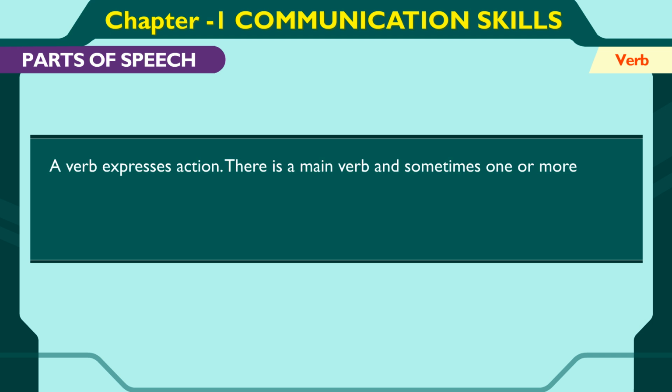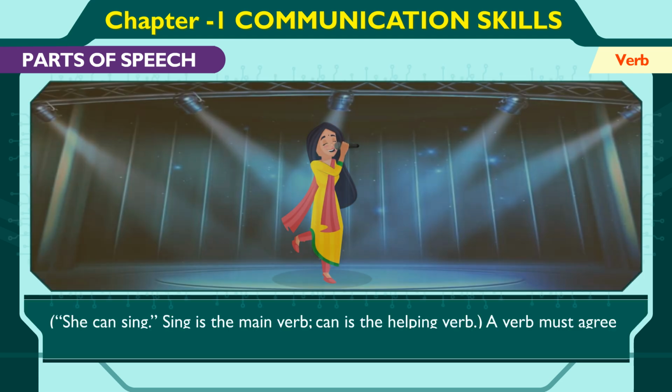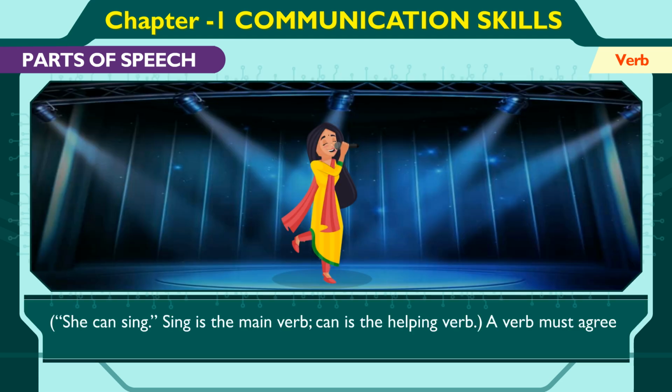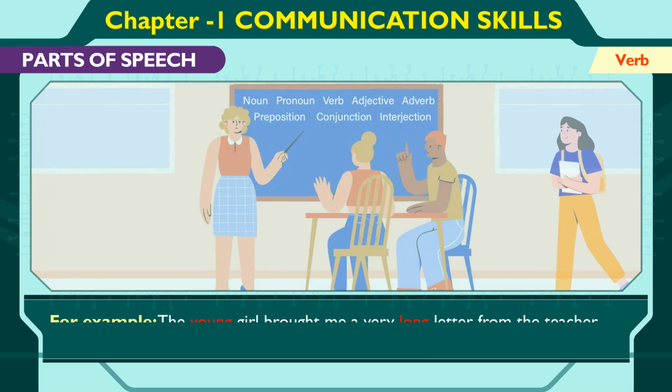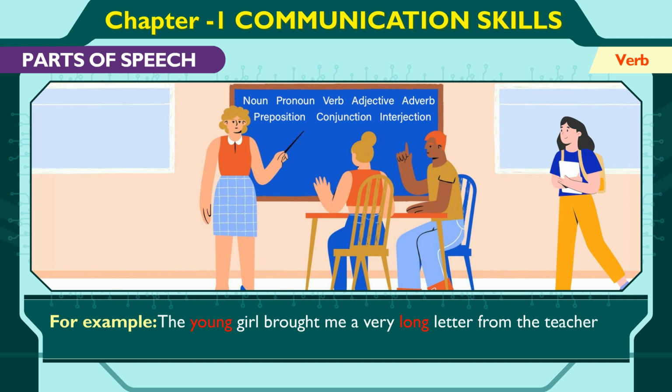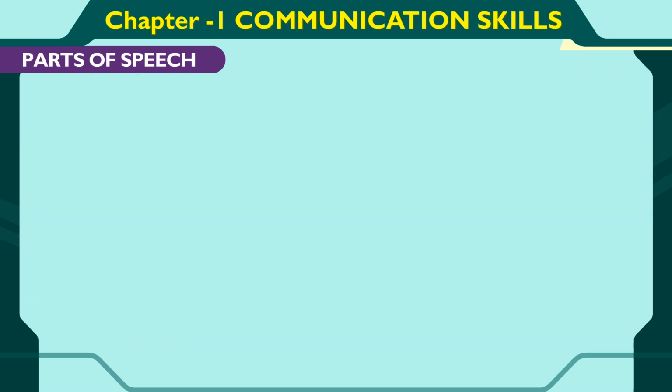Verb. A verb expresses action. There is a main verb and sometimes one or more helping verbs. She can sing. Sing is the main verb. Can is the helping verb. A verb must agree with its subject in number. Both are singular or plural. For example, the young girl brought me a very long letter from the teacher and then she quickly disappeared.